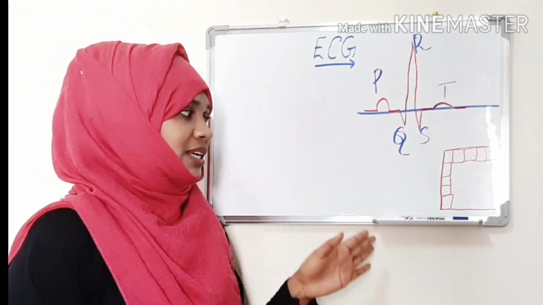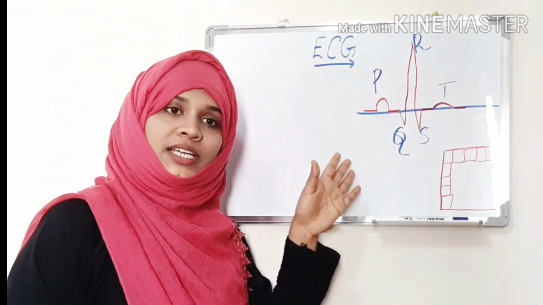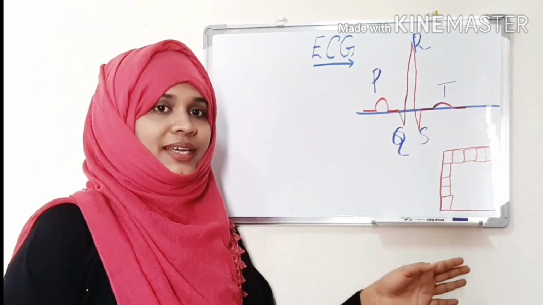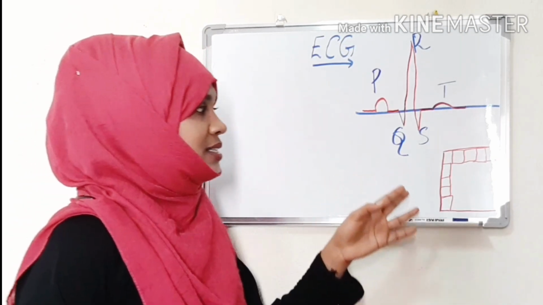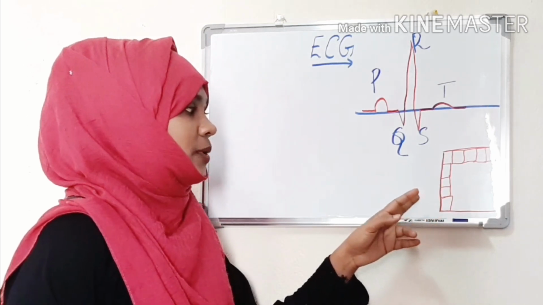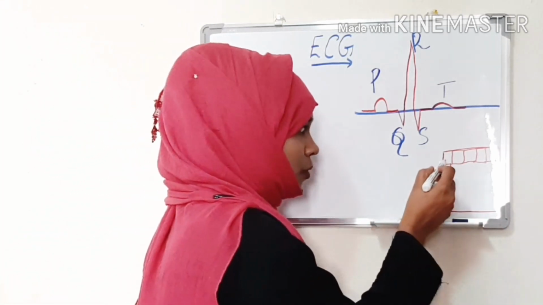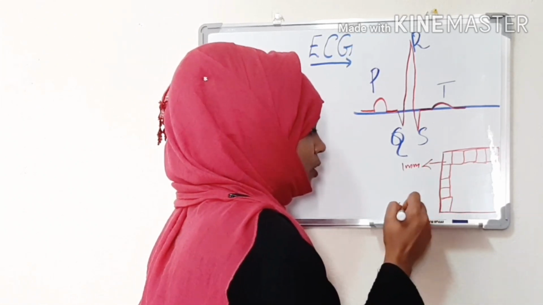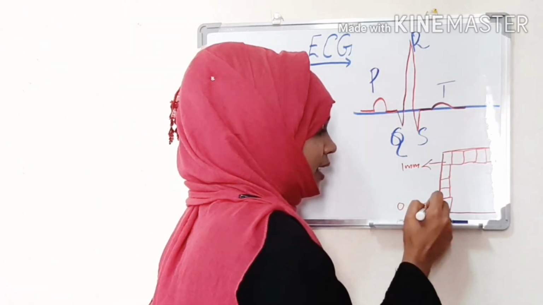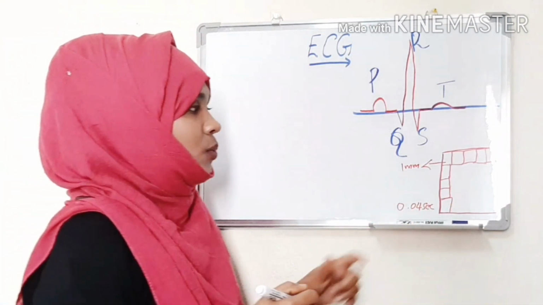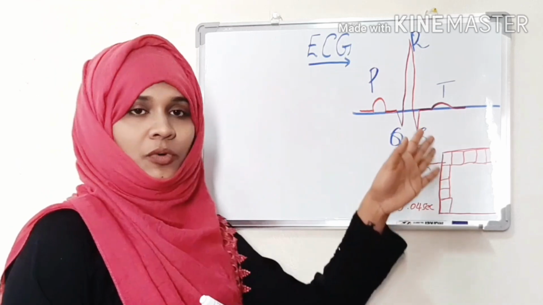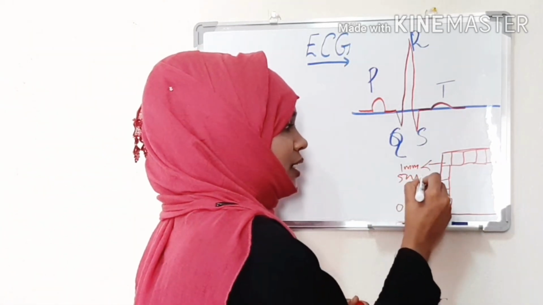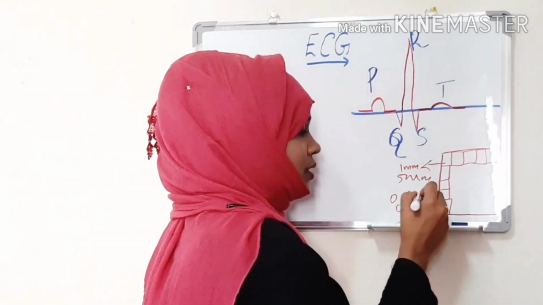See, in ECG, you can see vertically voltage in millivolt and time horizontally. So time in seconds and voltage in millivolt. And you can see there are big squares as well as small squares in ECG. So one small square represents 1 mm in dimension and 0.04 second duration. So I tell you, one big square consists of 5 small squares. So one big square will be 5 mm in dimension and 0.20 second.